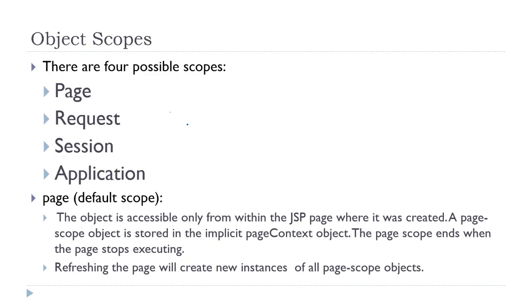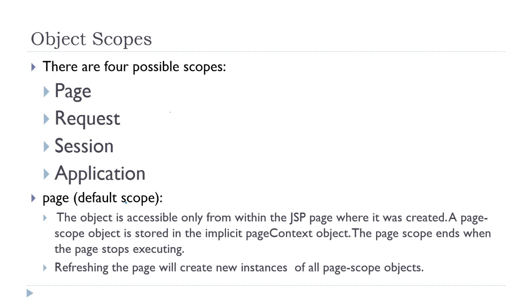In this video, we will see the scopes of a JSP application. There are four possible scopes, which are page, request, session, and application, unlike the scopes of a servlet, which were just request, session, and application, which is also called context.